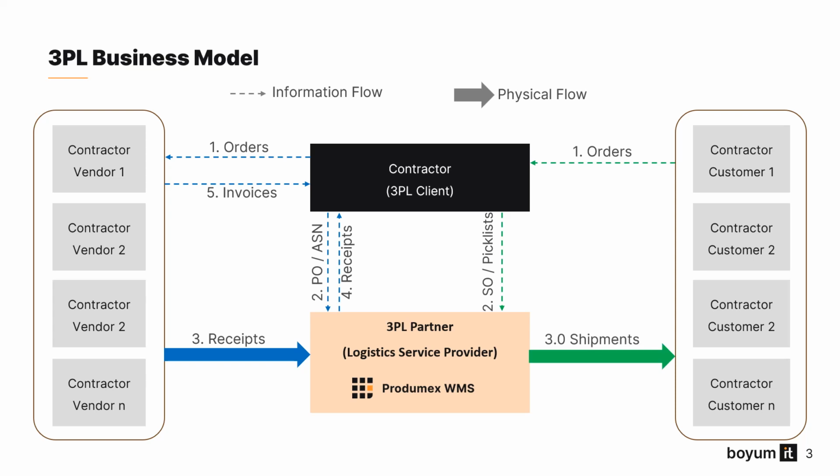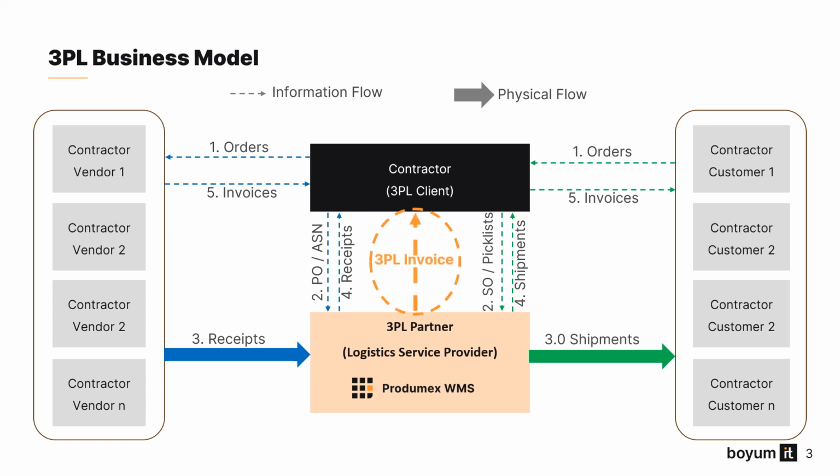The 3PL will manage the picking of the goods and the shipments to the final customer. When shipment is done, the 3PL will send the information to the contractor to let him know that the order has been treated and the goods are on their way to the final customer. Finally, the contractor will issue an invoice to its customer as they are the real seller of the goods.